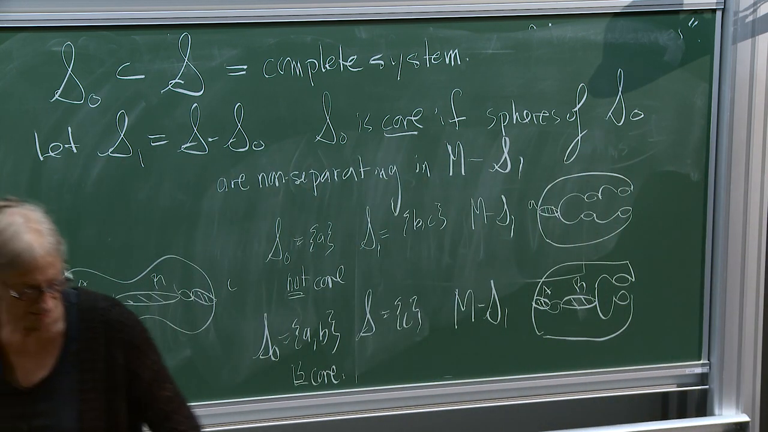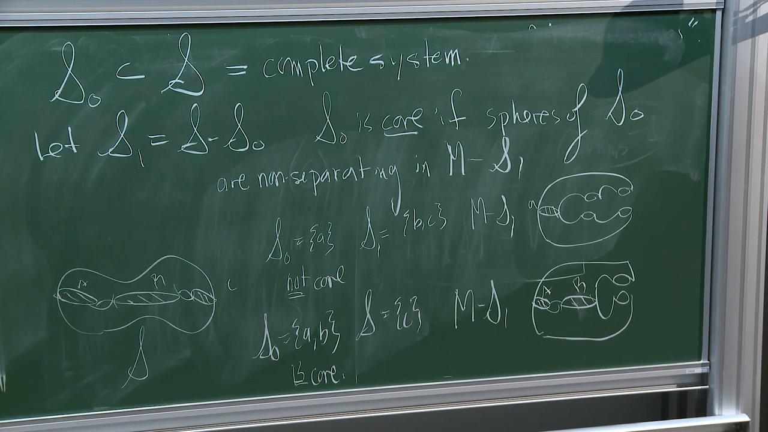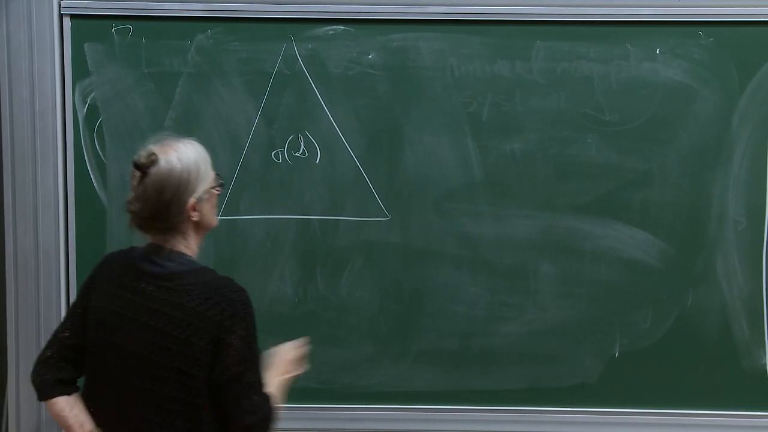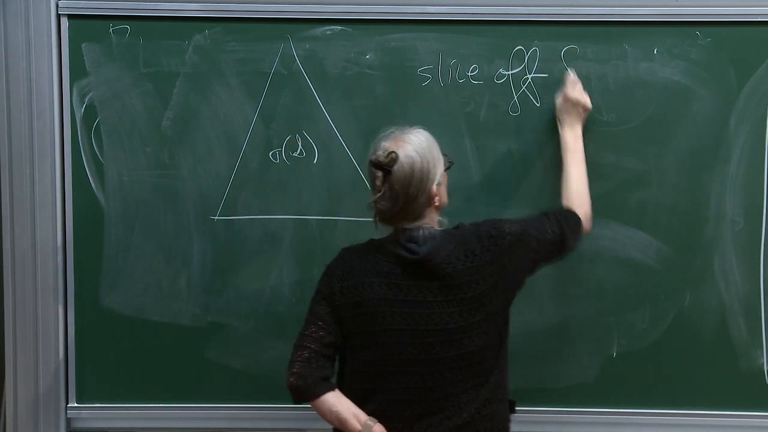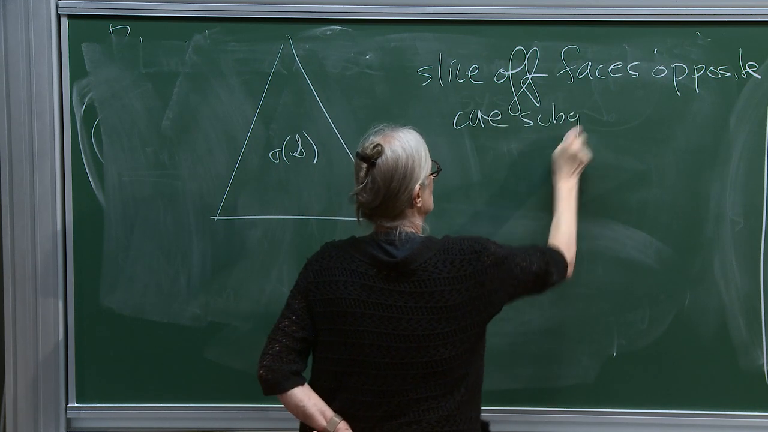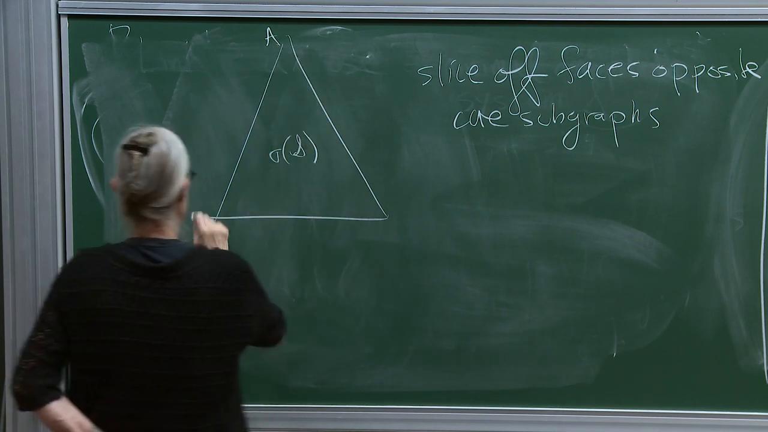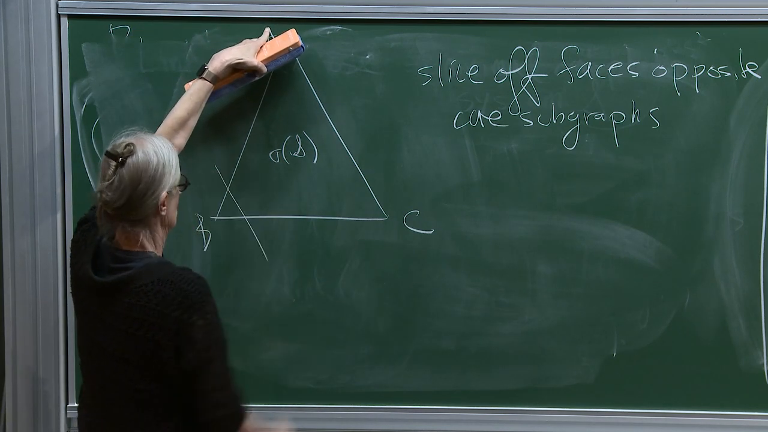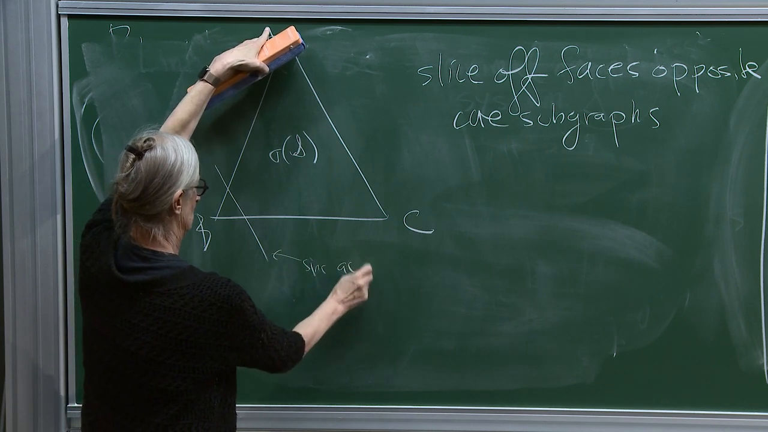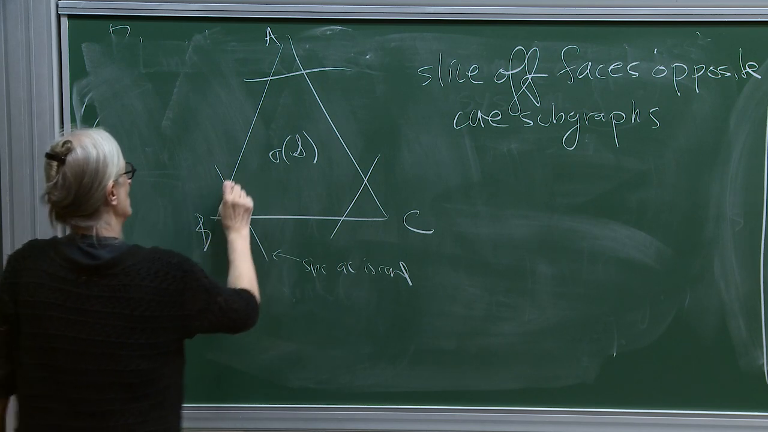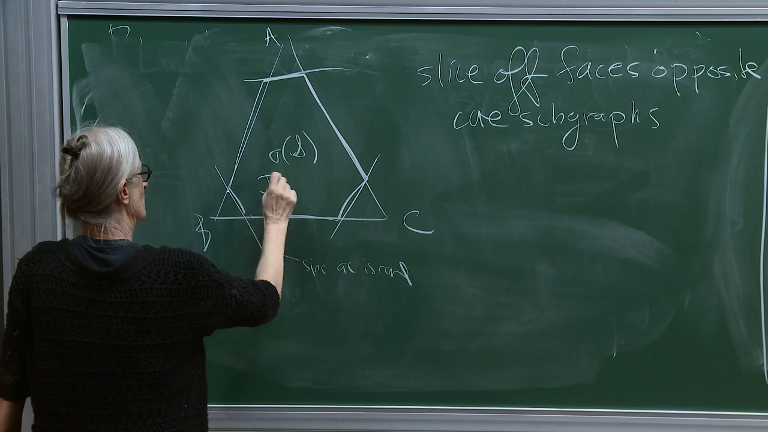What I'm going to do is take all these simplices corresponding to some sphere system S, and I'm going to slice off faces opposite core subgraphs. So in A, B, and C, AC is core, so I'm going to slice off B. AB is core, so I'm going to slice that off, and BC is core, so I'm going to slice that off, and what I'm left with is just that. That's called J of S.